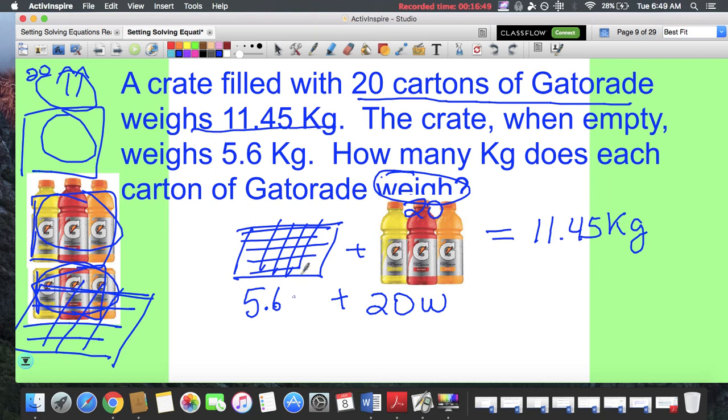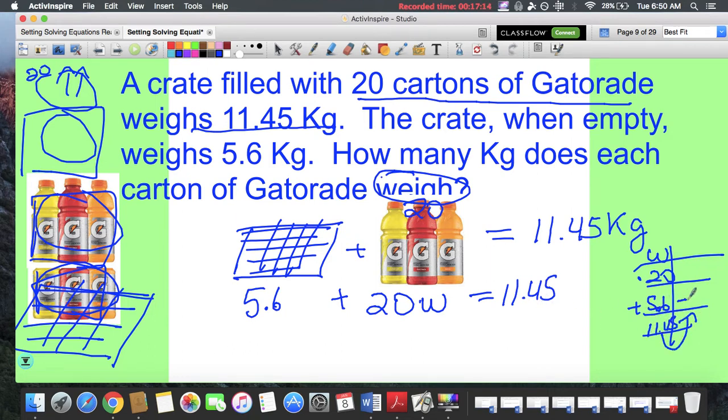So 5.6 plus 20 boxes of Gatorade, which are the weight of 20 boxes, equals 11.45. Do your story, and you have W times 20 plus 5.6 equals 11.45. We're going to do the opposite, minus 5.6, and then divide by 20. So the first thing we do is minus 5.6, minus 5.6, and use your calculator. 5.6 minus 5.6 is 0.